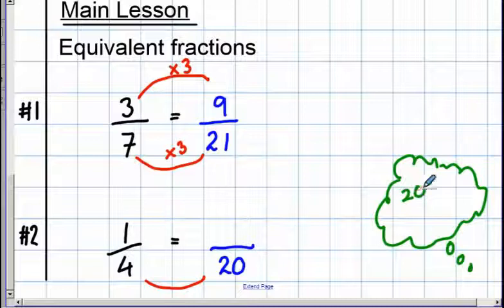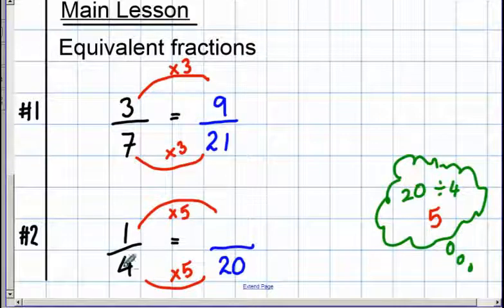If you work out the second number divided by the first, 20 divided by 4, that gives you 5. 5 is what you've multiplied 4 by. So then, and make sure you write this down so you never forget, you have to times the other number by the same thing. 1 times 5 is 5.